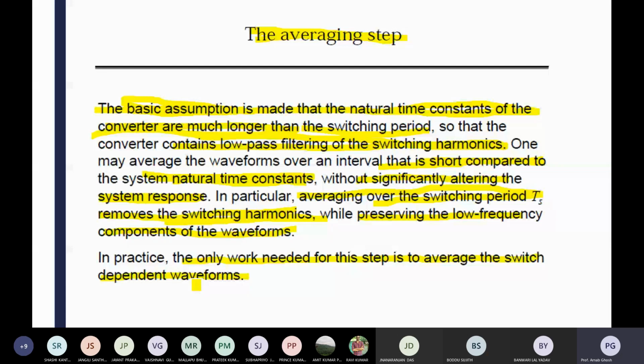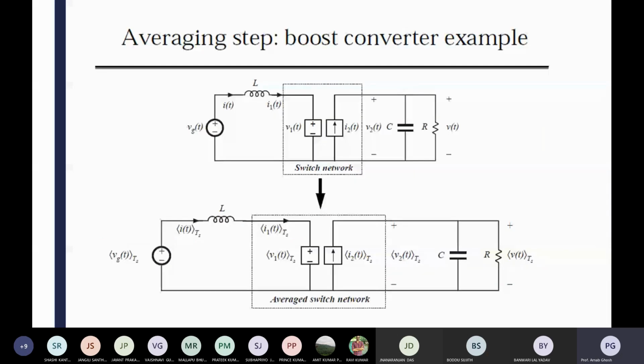That is important. Averaging the boost converter example that I am telling you, you can combine them. So it is your switched network. Averaging for the boost converter, so it is your Vg. Those portions are already there. We discussed the voltage source, current source, dependent voltage source, current source. Now you are making the currents averaged. So you are making it average, <i>_T_s, <v_g>_T_s. All the parameters are averaged, you can see over there. Here it is only the actual one, then you are making it average. Then you are calculating most of the things. So the average switch network, it is the switch network.